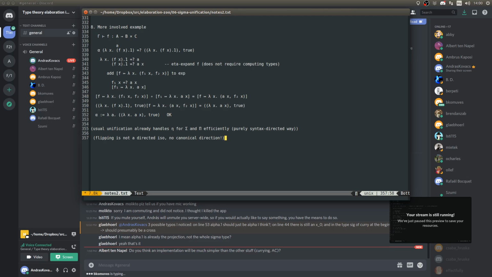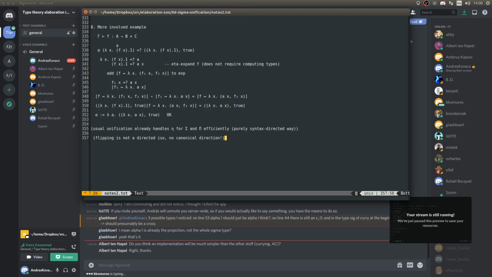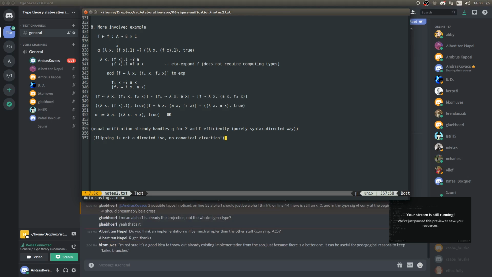But yes, in general, I think this is much simpler than the other solution. But even if it was more complicated, because it is so much more efficient, I would still think that it's worthwhile to consider it. So yeah, I think it also seems more principled and less hackish than the previous solution.